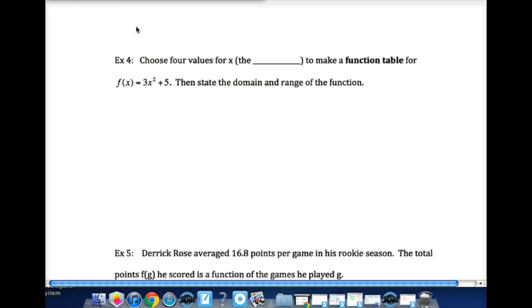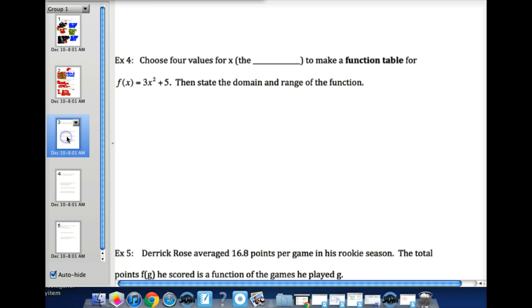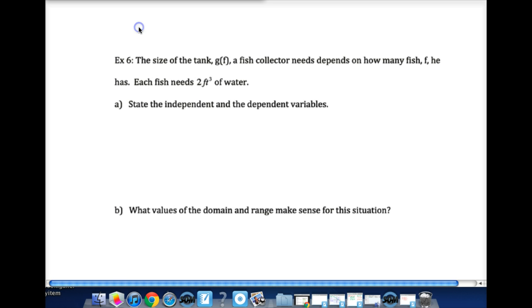All right. Oh, I'm on the wrong page. Fish depends on the water. All right, you guys have seen a fish tank before, and you have seen fish before. The more fish you have, what do you think has to happen? The tank gets bigger. The tank has to get bigger. Okay? Actually, the size of the tank, we're going to call it G of F.